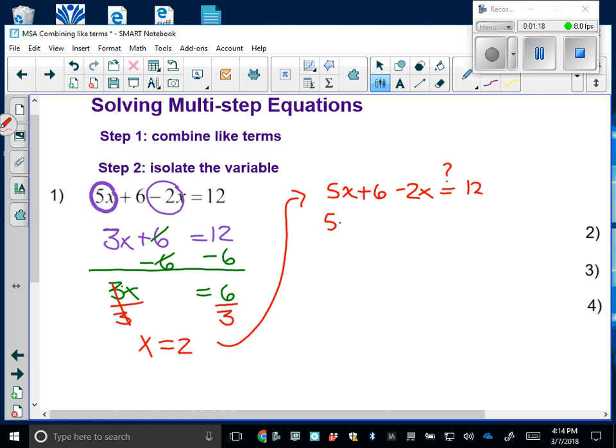So 5 times my answer of 2 plus 6 minus 2 times my x value of 2 is 10 plus 6 take away 4. 16 take away 4 is 12. So my answer is correct. I won't be checking every problem for this video just to keep the length reasonable, but that's how you check your work. So we'll just write check answer.